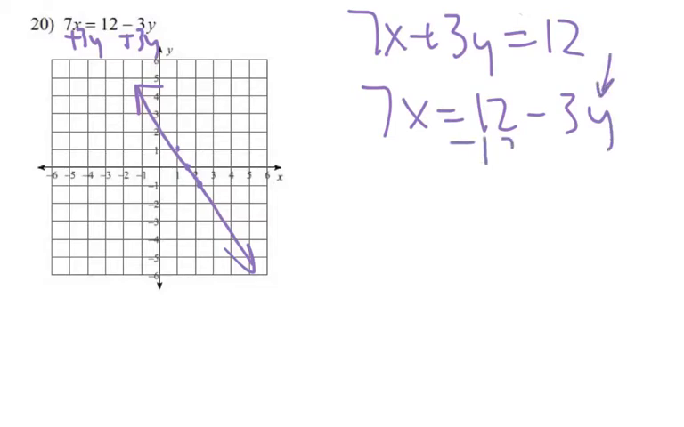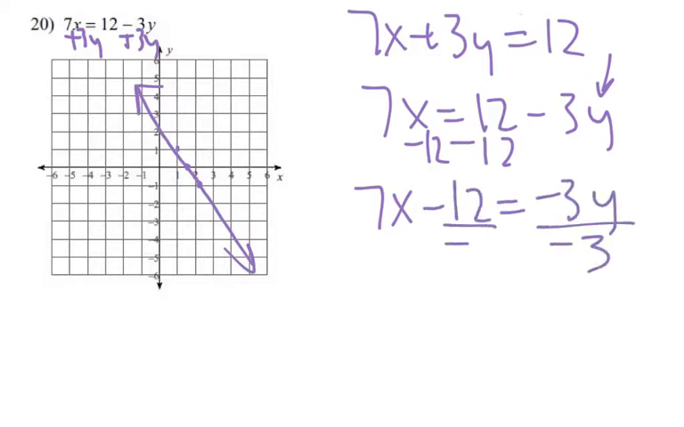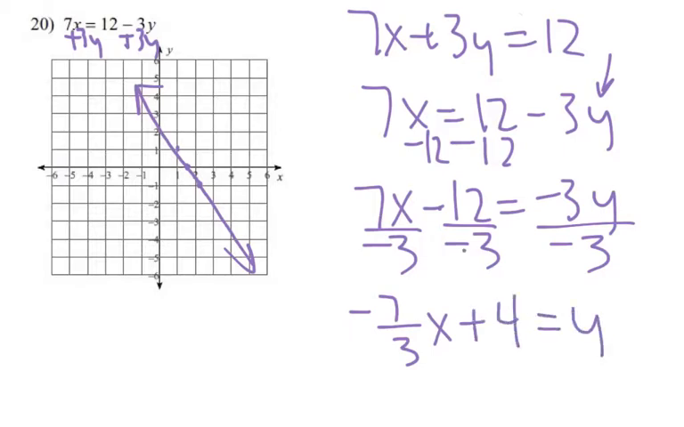You could have subtracted 12 and got 7x minus 12 equals negative 3y. Divide by negative 3 on everything. You get negative 7 thirds x, negative 12 divided by negative 3, plus 4 equals y. And that's basically slope-intercept form, isn't it? Put the equals y on the other side. So our graph should have went up a little more, shouldn't it have? Start at 4, go down 7, to the right 3. So there's multiple ways to do those.